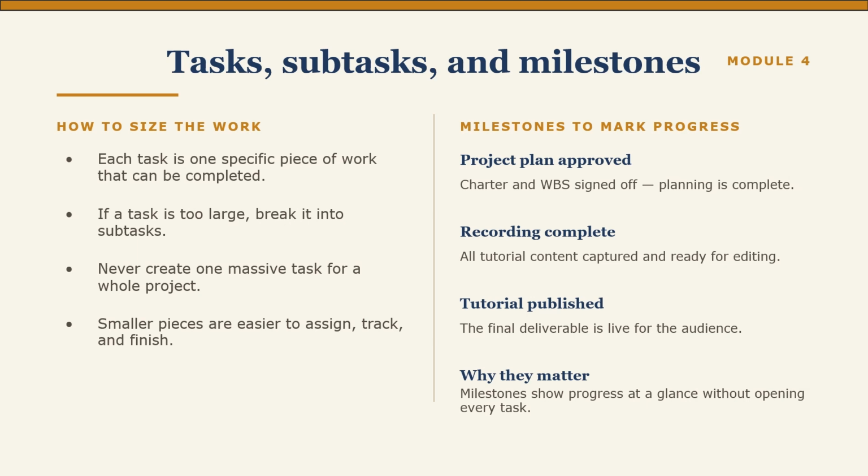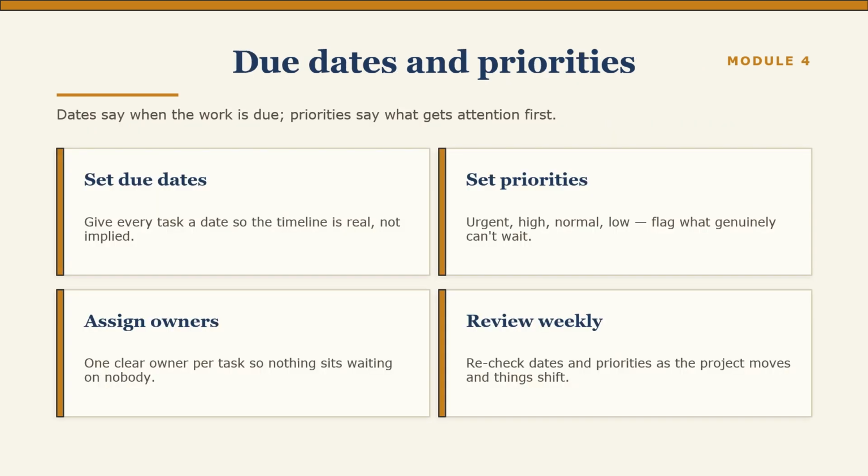Next, we'll add due date and priority. Due dates tell us when the work needs to be completed, while priority helps us determine which task requires more immediate attention. This gives the project team a clear understanding of what needs to happen and when.